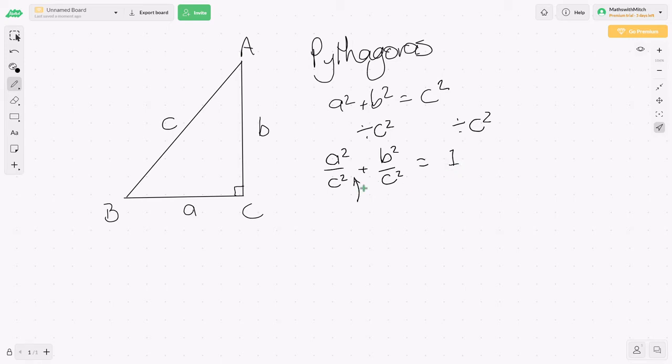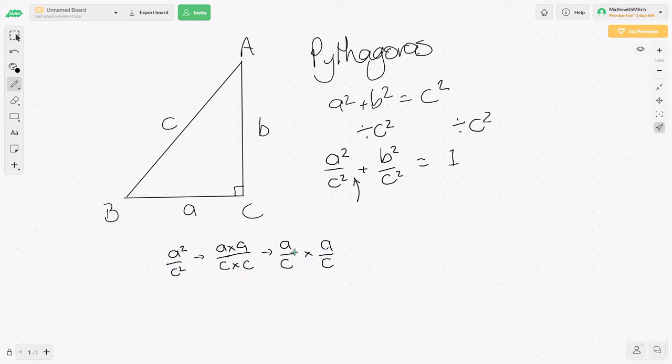Now what we can do with these terms here is change them into a different form. So let's look at that here. a squared over c squared is the same as writing a over c times a over c. I could separate those out as two fractions, and that is the same thing. If you were to multiply those together, you end up with the same result.